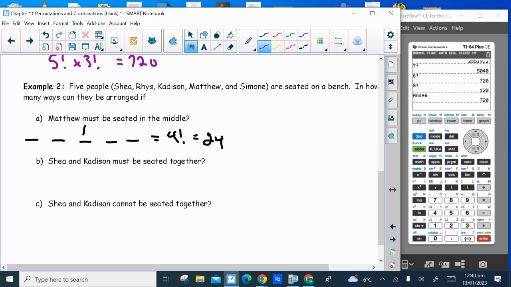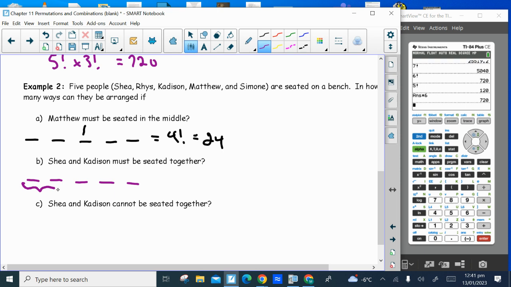Now part B says, what if Shay and Caddison must be seated together? So now this is similar to what we looked at above, where the vowels had to stay together. Notice it doesn't say any order. So we're going to have to deal with that as well. But first, let's mark down our 5 spaces.